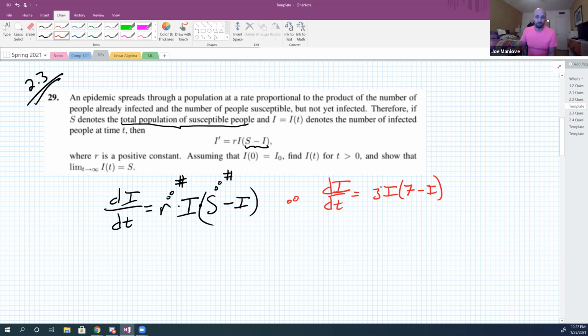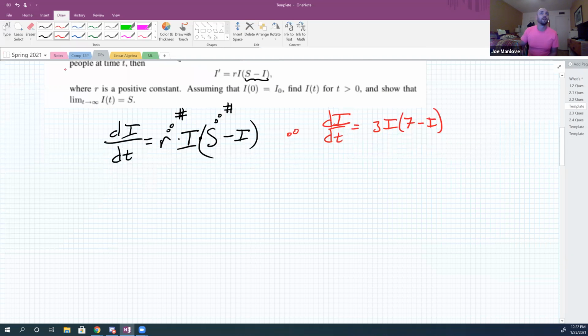Well, the i's need to go to the other side though, right? Because I don't know what the antiderivative of I is. You guys see that? Because I'm integrating dt. So really, I just need the i's to one side and the t's to the other. Well, I haven't any t's in this, so I'm just going to shove all this stuff to the other side. You guys with me on that? So I'm going to take this thing. I'm going to multiply this whole thing.